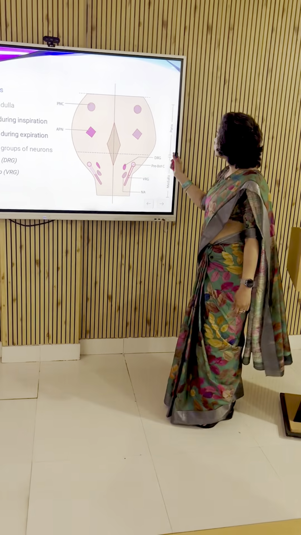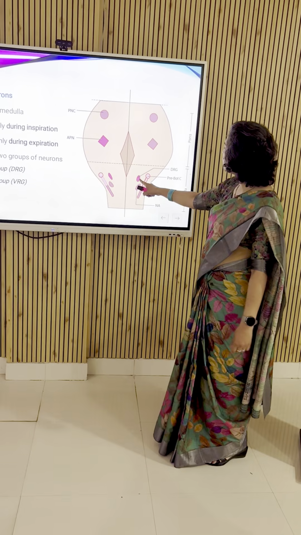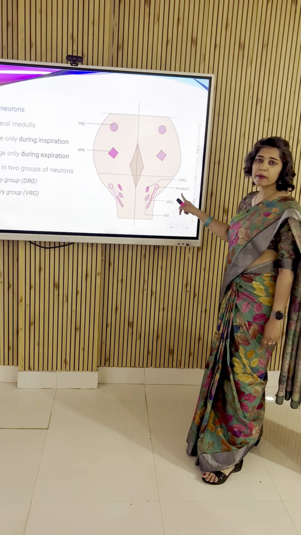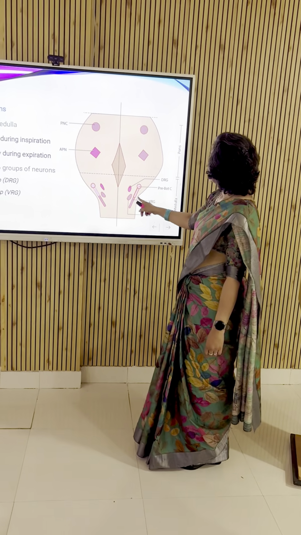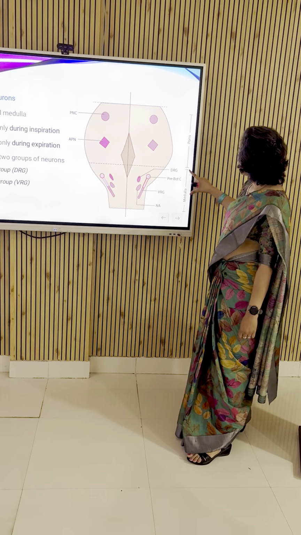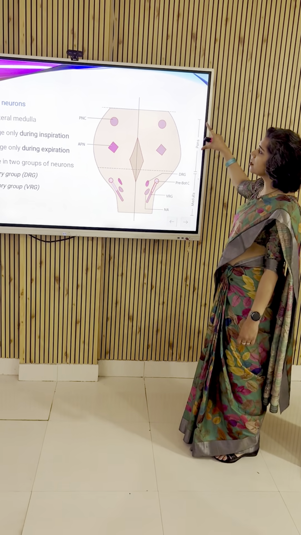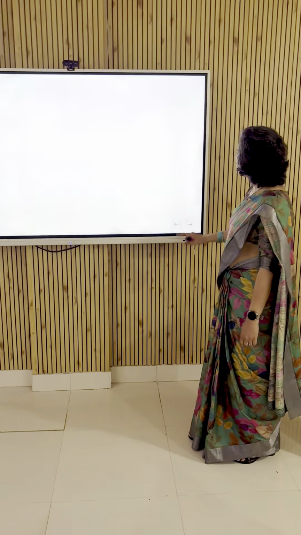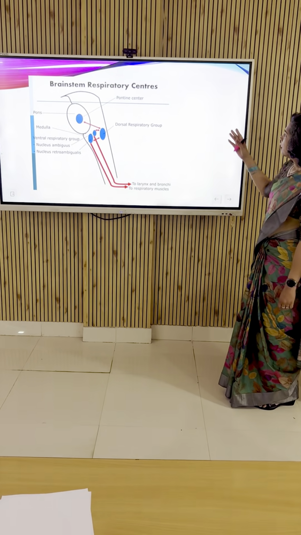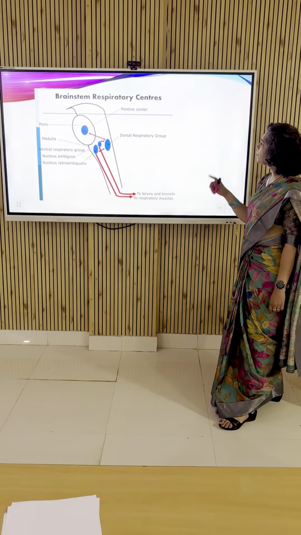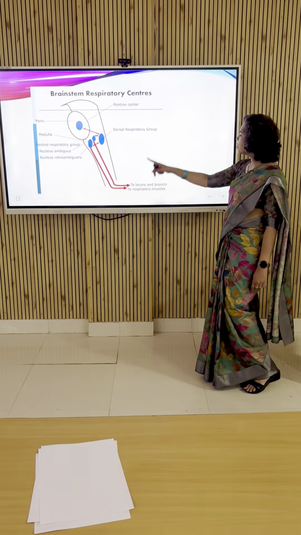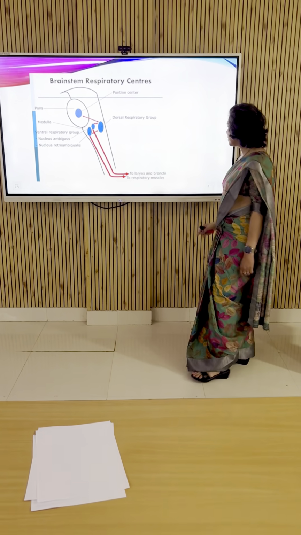You can see the location of both the groups here. This is the DRG, dorsal respiratory group of neurons. Here is the pre-Bötzinger complex, that is our pacemaker, and here lies the ventral respiratory group of neurons. This is the medullary portion. Above it there is the pontine center. Again, this is the overview of both the pontine and the medullary respiratory centers, and the neurons reaching the respiratory muscles.